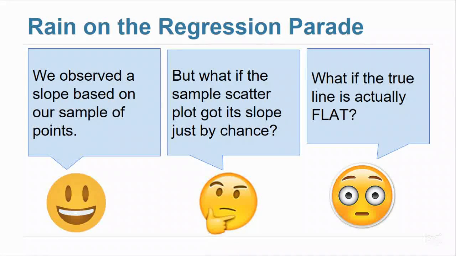About the variability of the slope of the regression line. When we looked at the baby data, we saw a slope of somewhere about 0.4 ounces per day. But that slope estimate was based on a sample, and our sample might have been different. So since the slope depends on the sample, one question you might have is, what if the true line is actually flat? How do we know there's any slope there at all?